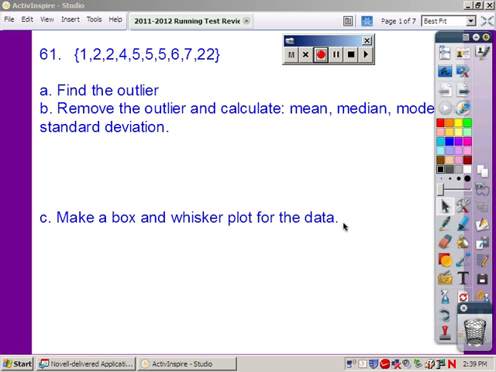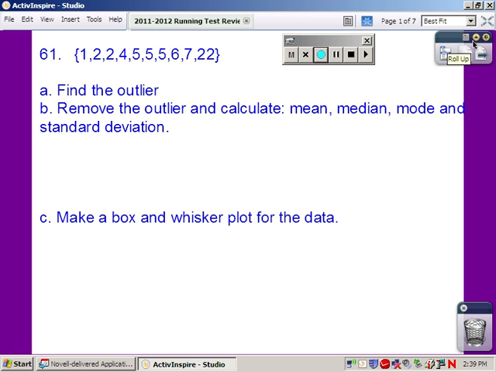All right, so this is for pages 12 and 13 of the running test. It starts with central tendency, and then the last part that we're working on is quadratic, these graphic quadratics. So the first few questions deal with a set of data.